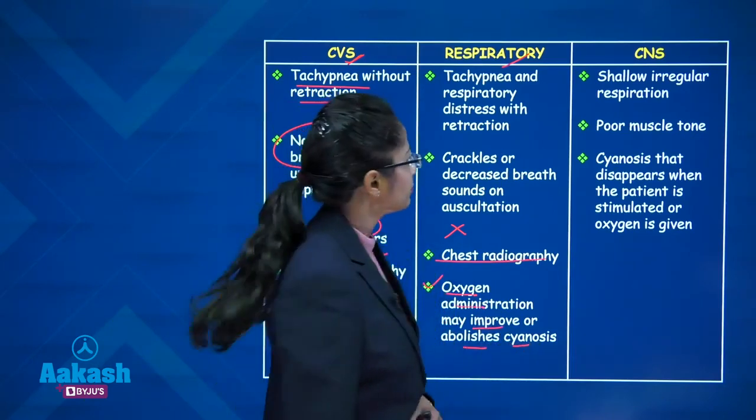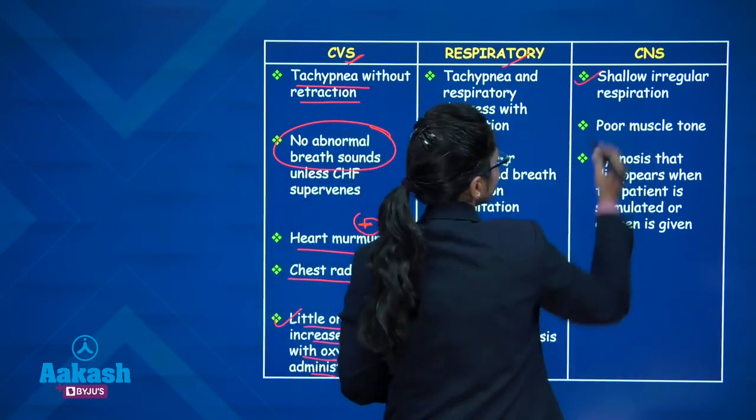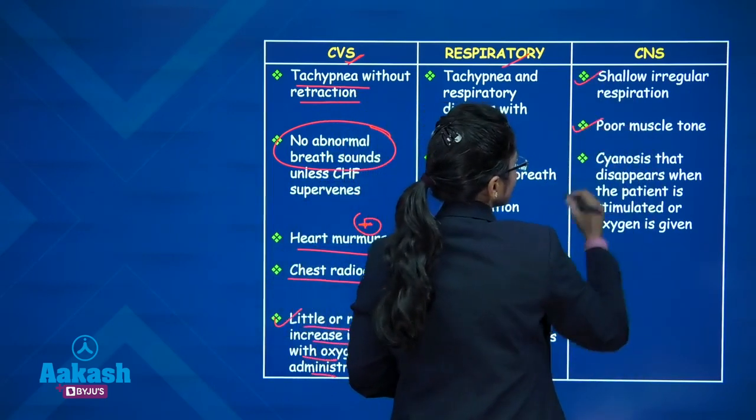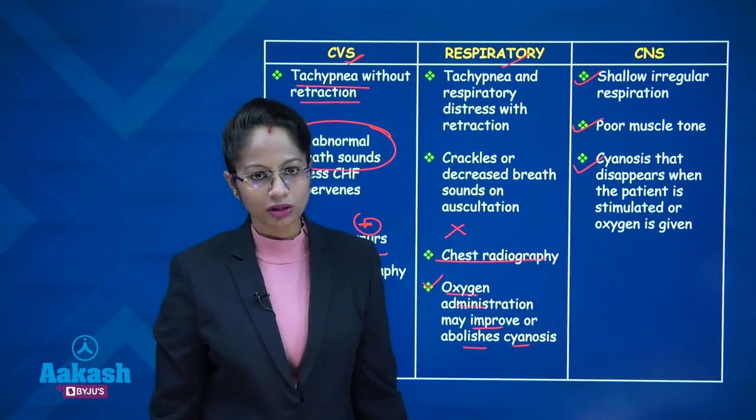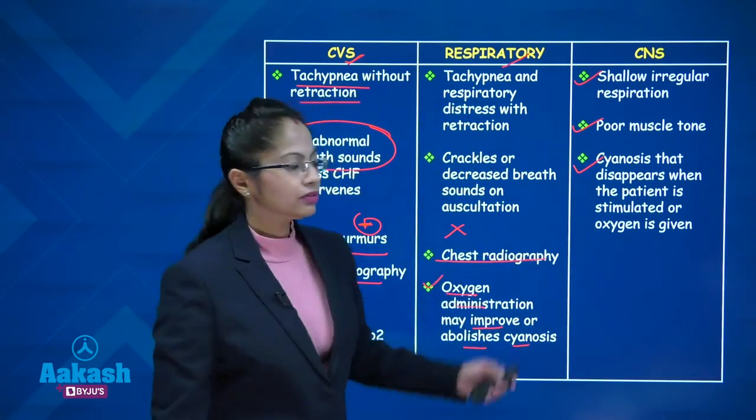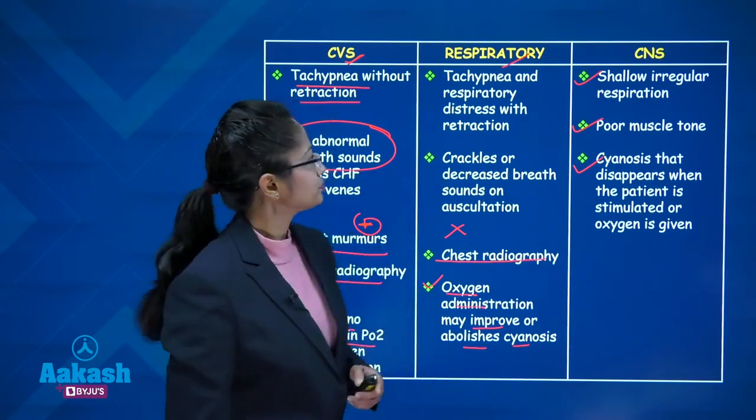In the CNS lesions, what we see is shallow irregular breathing, poor muscular tone, and the cyanosis disappears when the patient is stimulated or oxygen is given. This is how clinically we can differentiate the cause behind the cyanosis in a newborn.